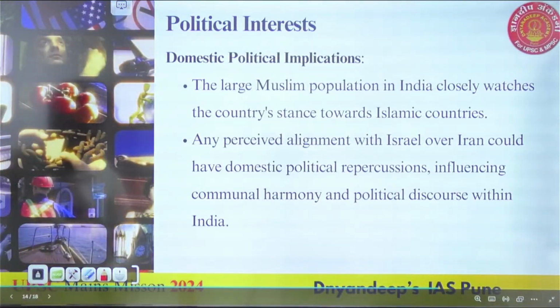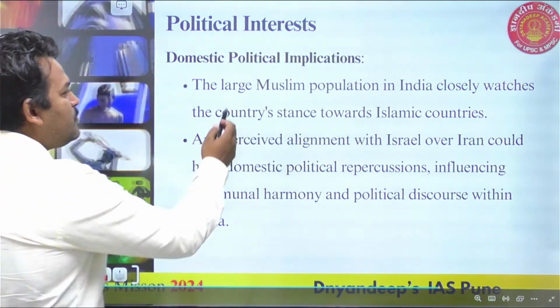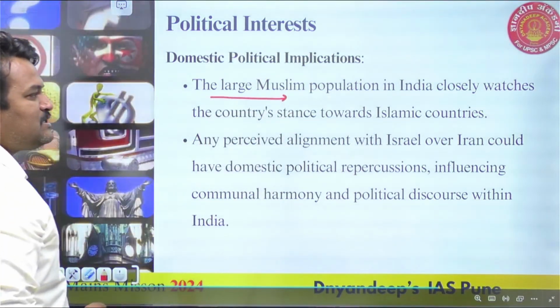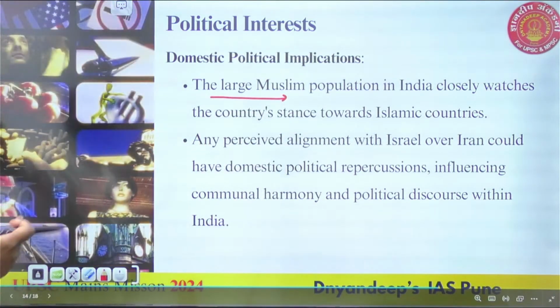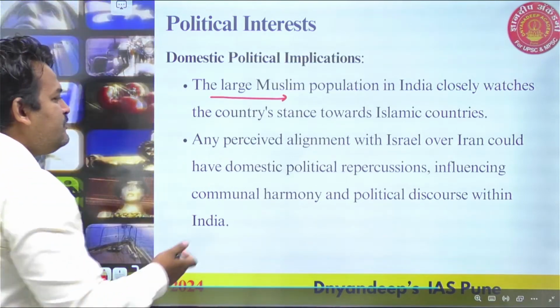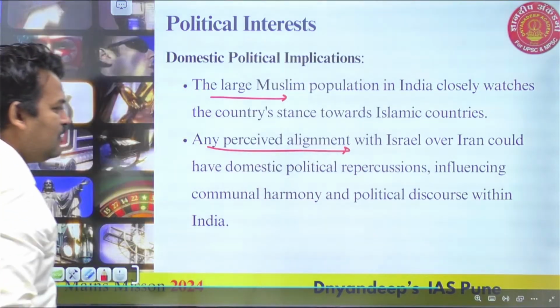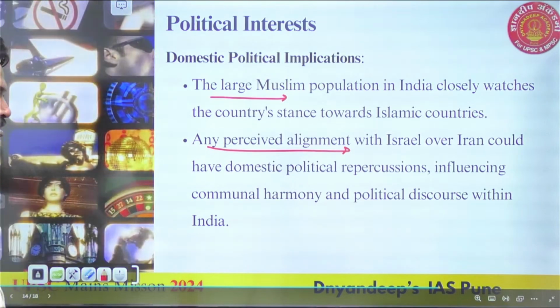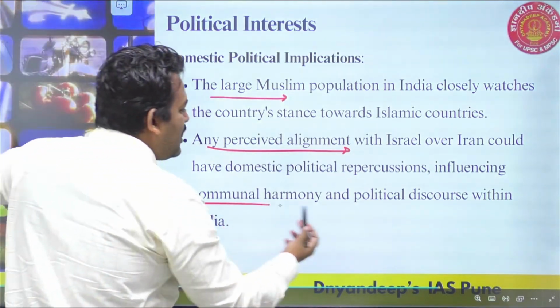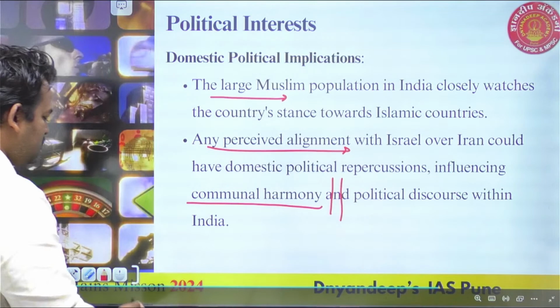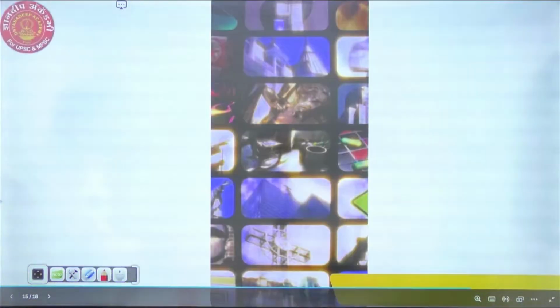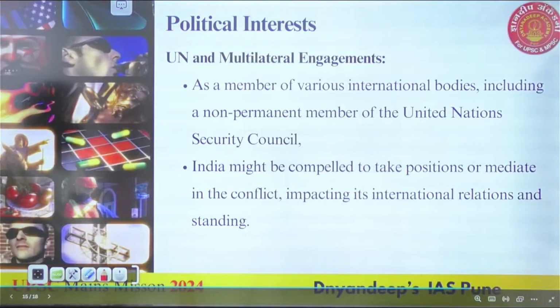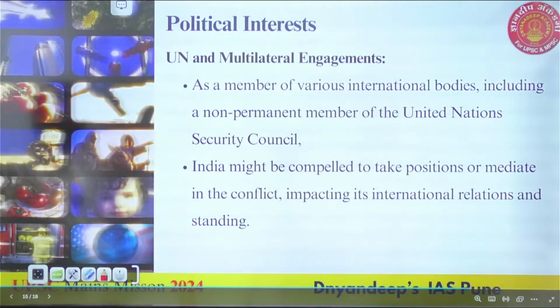There exist also some domestic political implications. The large Muslim population in India closely watches the country's stance towards Islamic countries or towards Middle East countries. Any perceived alignment with Israel over Iran could have domestic political repercussions, influencing communal harmony as well as political discourse within India. Okay, it will create a not-peaceful situation in India.